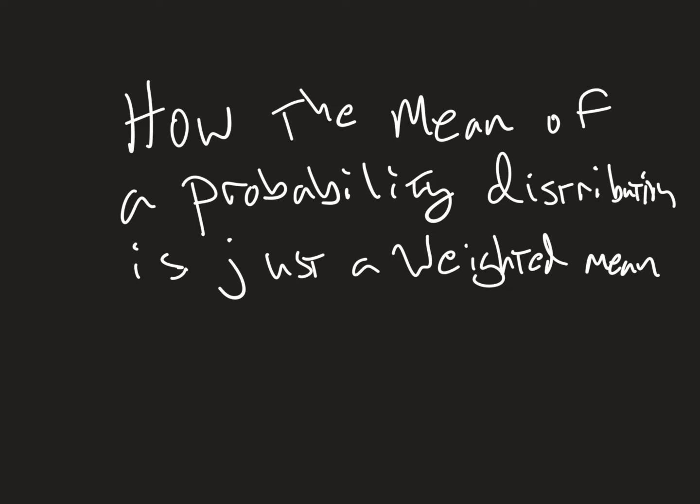Okay, what works really well here is to think that the mean of a probability distribution is just a weighted mean, like we did back in chapter 2. There's some twist to it though, but not much. So let's go back and do a GPA, and then we'll do the probability distribution.